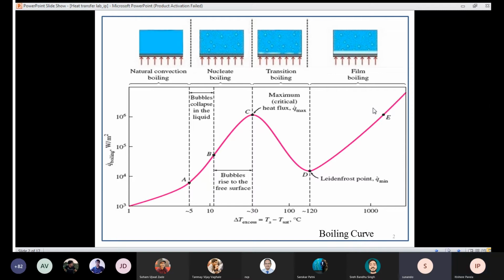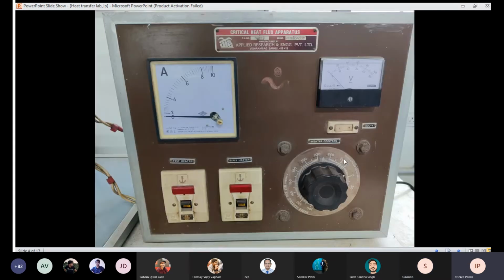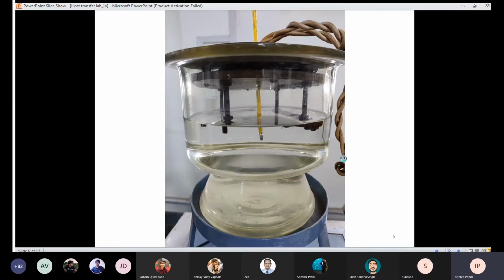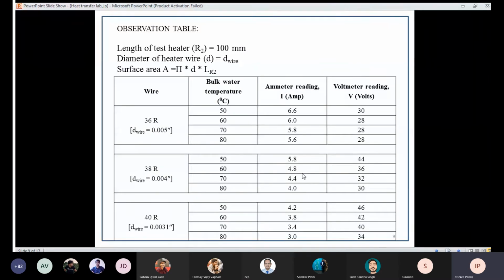I guess you can start the next one then. Okay, let's see what the next experiment is. So yeah, this is the observation table, right? We discussed about it. Did we discuss it? Yes, ma'am, we discussed. Okay.